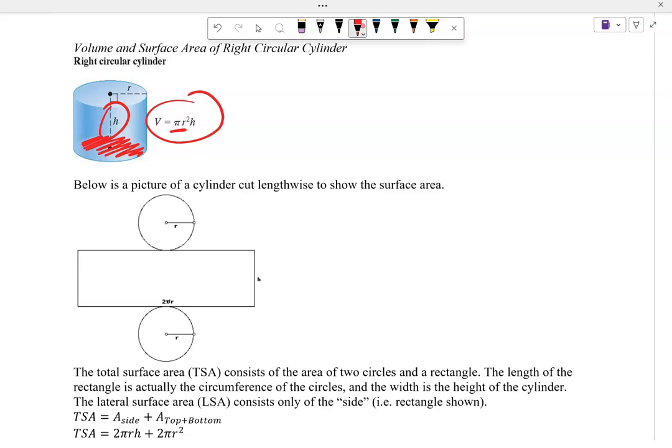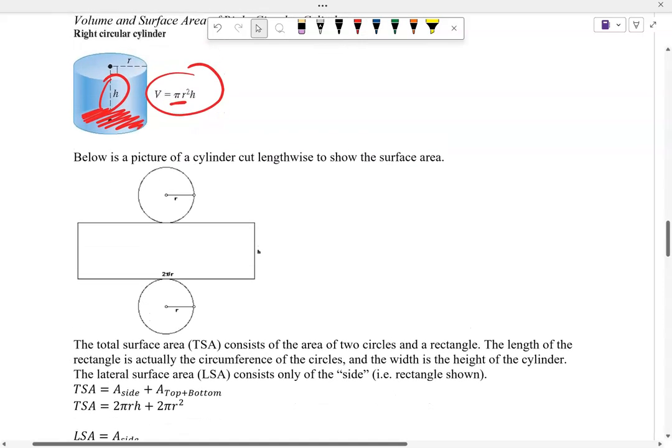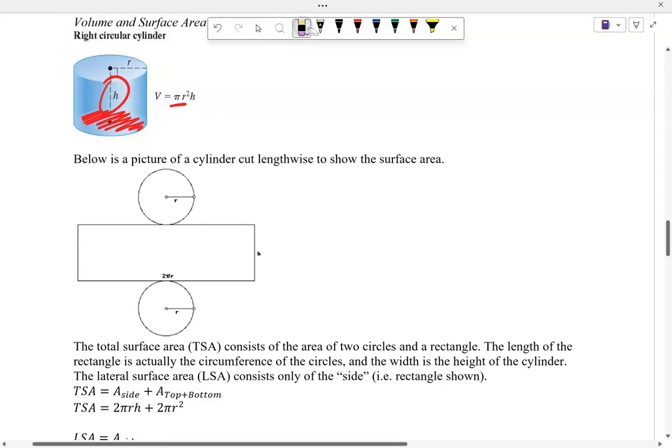Now, what about the surface area? So the total surface area, I should say. Let's do the total surface area. Well, if you think about it, let me cut off the top and the bottom. So I cut out that, I cut out that. There's my top, there's my bottom, right? So it's the area of those two.